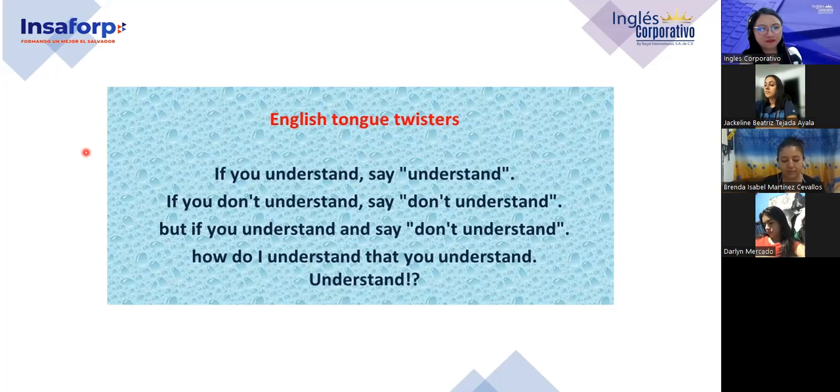So, teacher. Okay, you know what? ¿Para qué me sirven los tongue twisters? Uno, para practicar sonidos en inglés. No solo palabras aisladas, sino sonidos. Vean la comparación de sonidos que vamos a practicar ahorita.